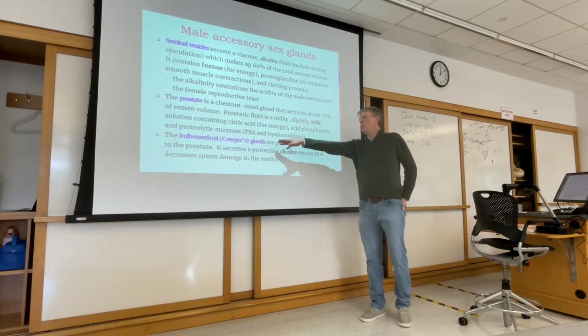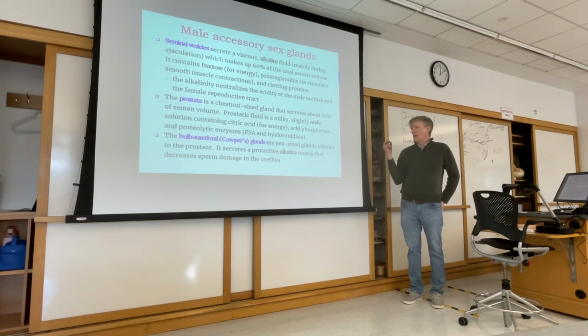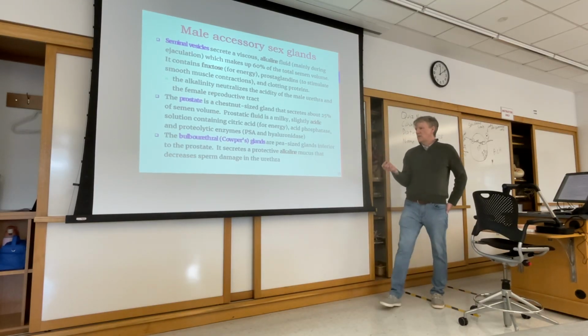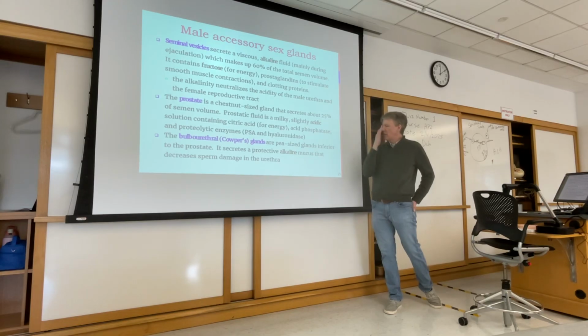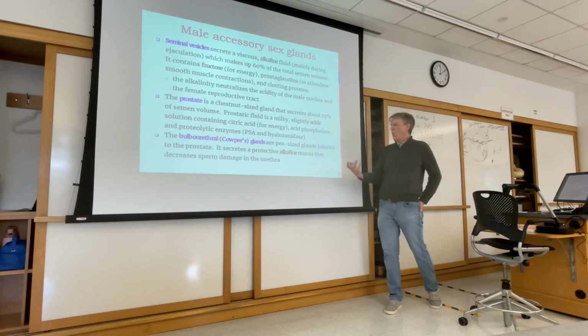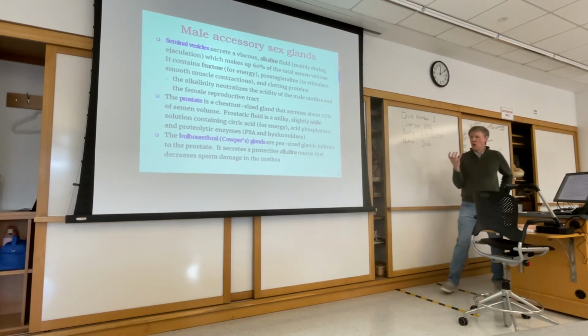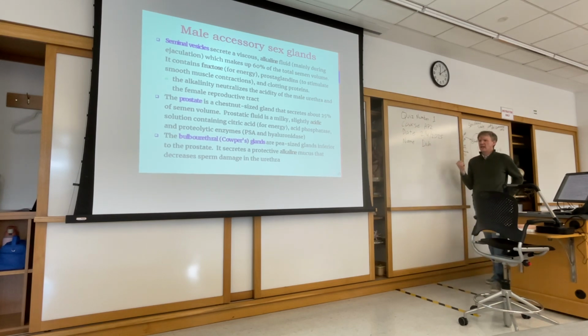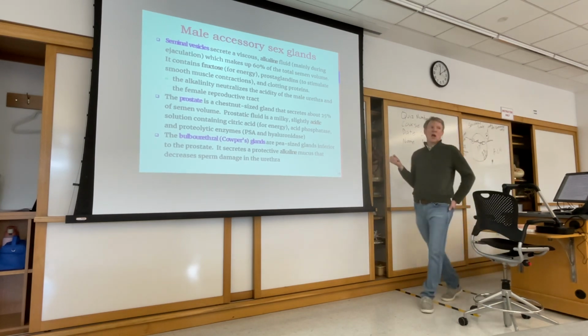Bulbourethral gland is the last one. It's tiny. It makes an alkaline mucus that again helps to neutralize the acidic pH. The mucus itself almost acts like a shock absorber for the sperm as they're being ejaculated. It's almost like airbags on a car.